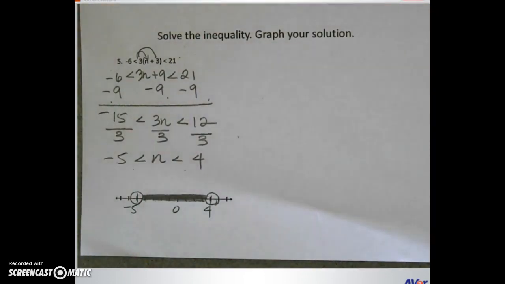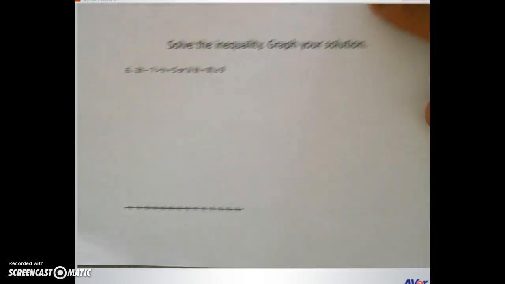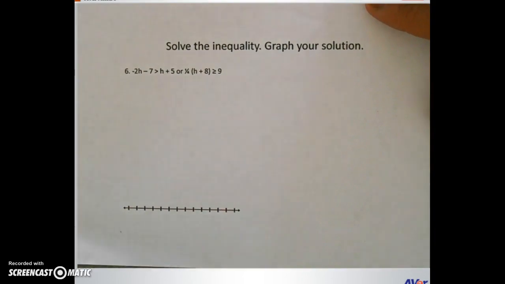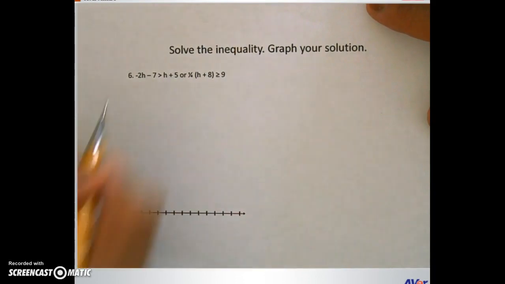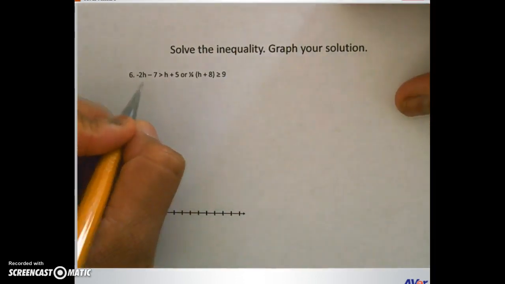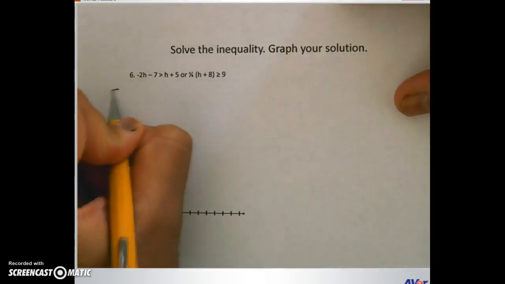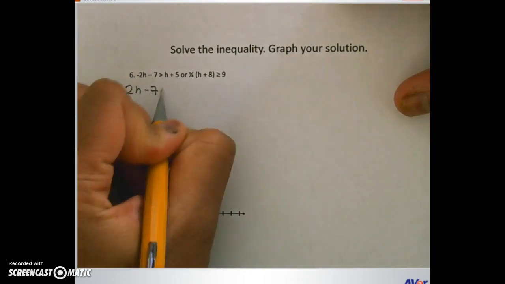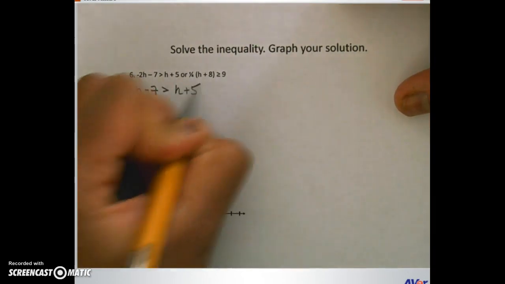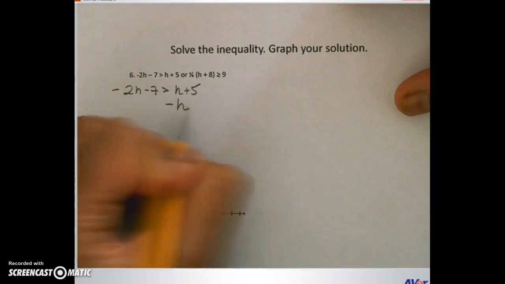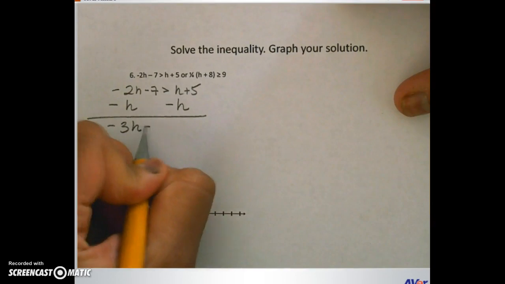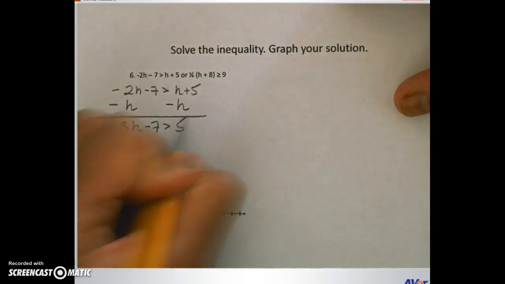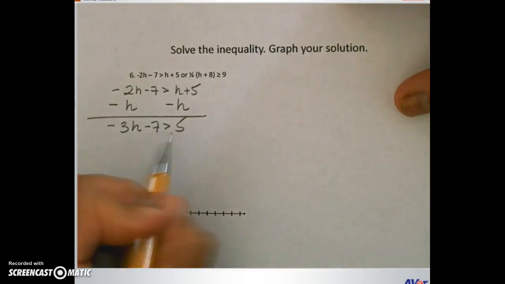There you go. Let's try number 6, our last example. Solve the inequality and graph one more time. To be honest, I do prefer the and, even though it looks kind of funky, because for or, you basically have 2 problems to do. Starting with this one, negative 2h minus 7 is greater than h plus 5. I want to get my variables together, so I'm going to subtract h on both sides. And I have negative 3h minus 7 is greater than 5.